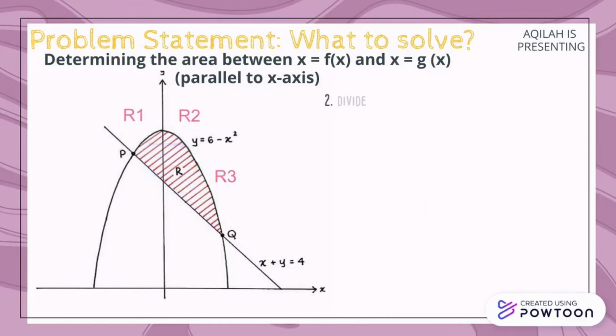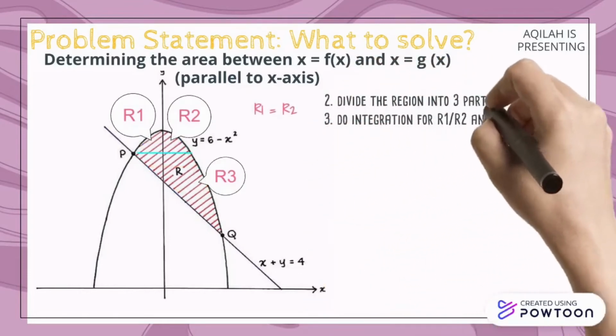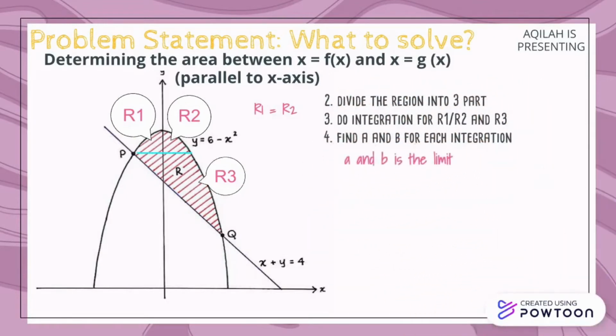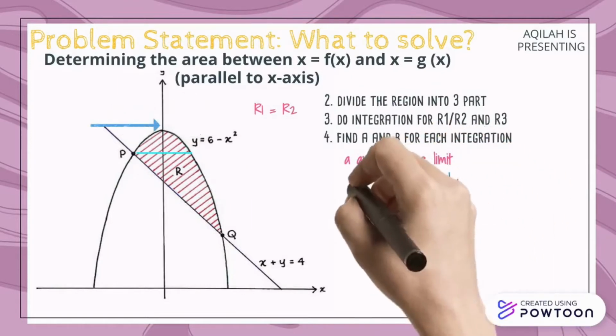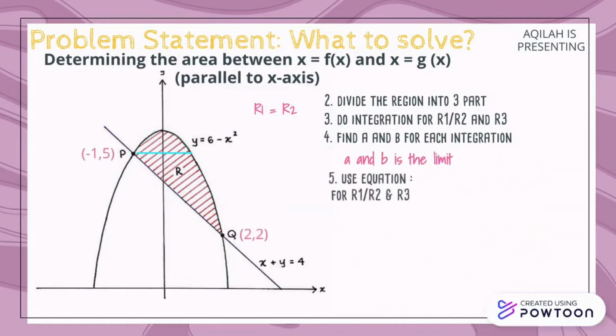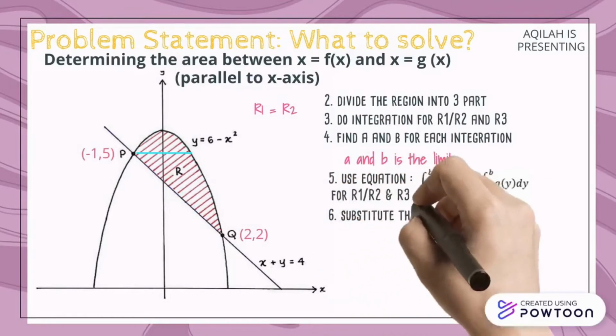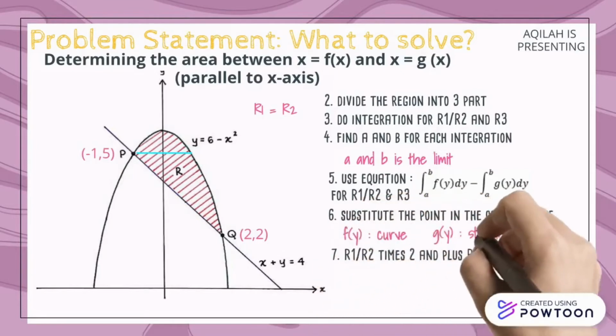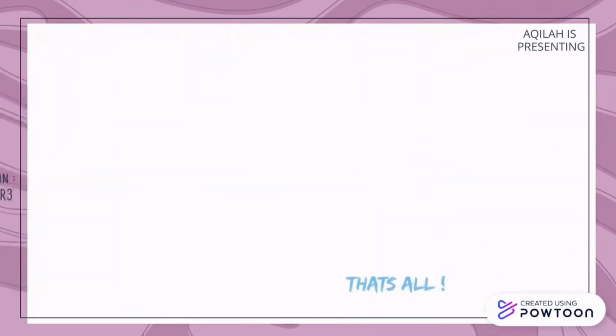Number 2, divide the region into 3 parts. Number 3, do the integration for R1 or R2 and R3. Number 4, find a and b for each integration. a and b are the limits. How to find the blue arrow coordinate is using the y-intercept from the curve equation. Number 5, use this equation to integrate. Number 6, substitute the point in the correct place. f(y) for the curve, g(y) for the straight line. And lastly, R1 or R2 times 2 and plus R3.